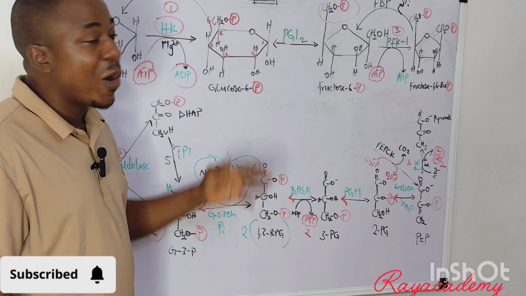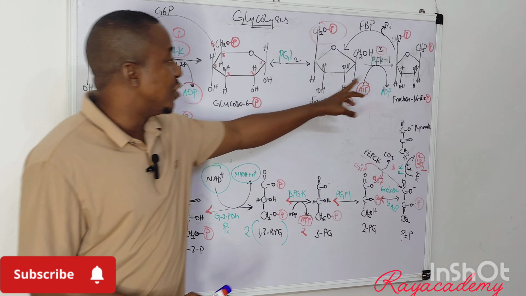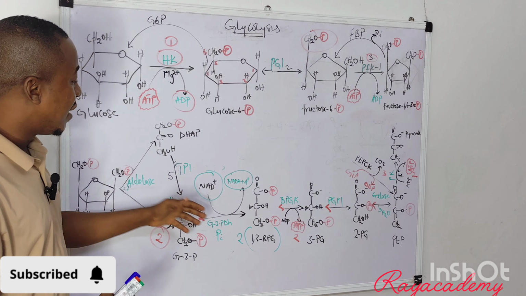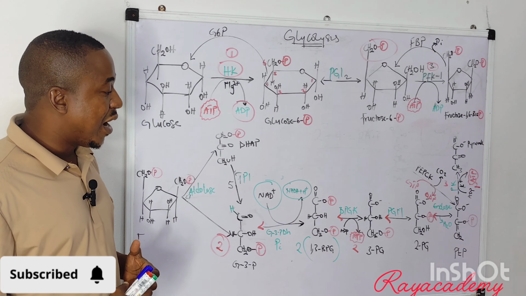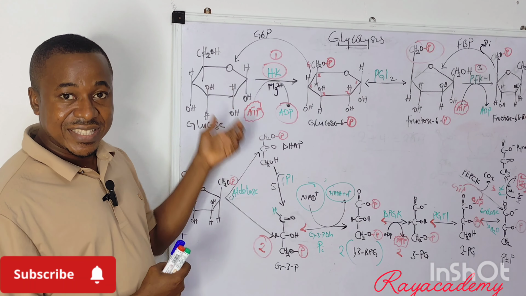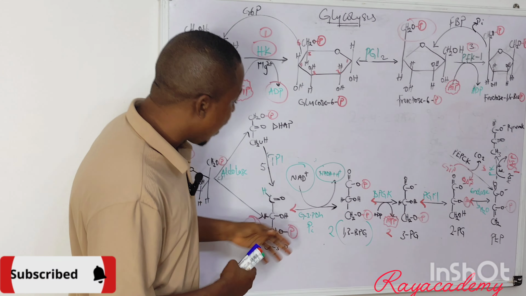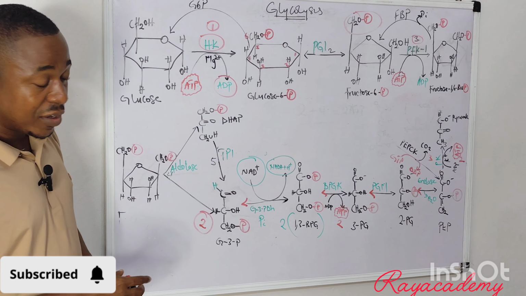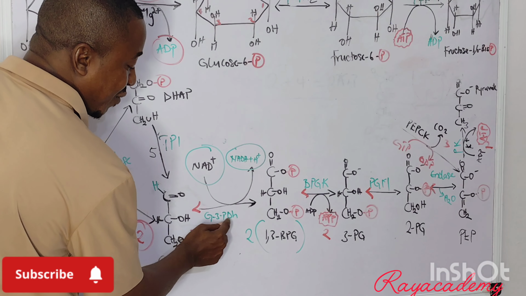Remember, the first phase is where we invested ATP at position 1 and at position 3. But the next phase is actually called the payoff, where we actually harvest the energy that has been invested in the first phase of glycolysis. So here, this is the first oxidative step of glycolysis, which is catalyzed by glyceraldehyde 3-phosphate dehydrogenase.